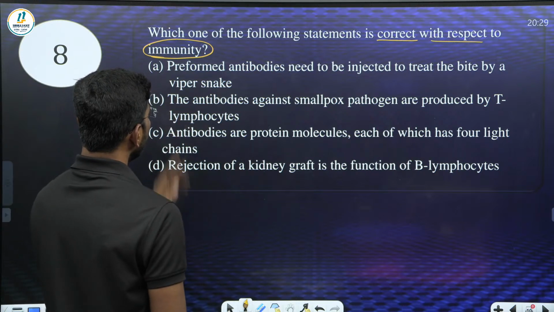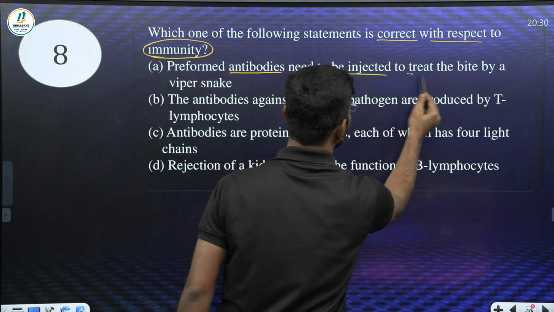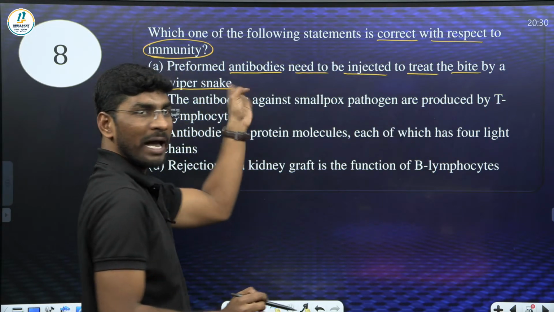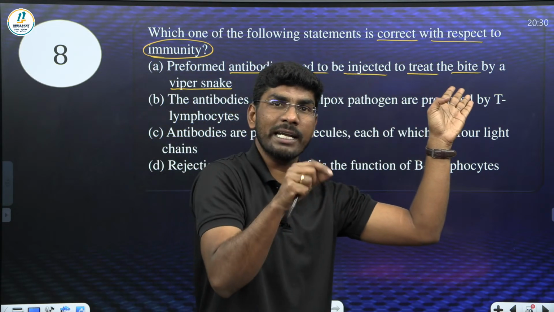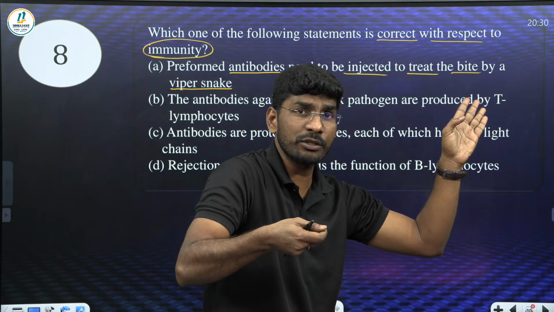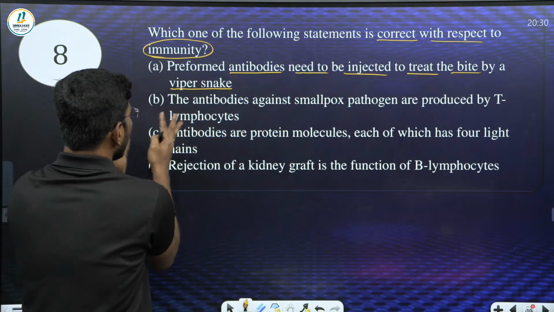Look here. Preformed antibodies need to be injected to treat a bite by the viper snake. Snake bite is treated with preformed antibodies. So are preformed antibodies active or passive? It is passive, right? Okay, it's appropriate, correct. Okay, what's wrong in B, Reem?